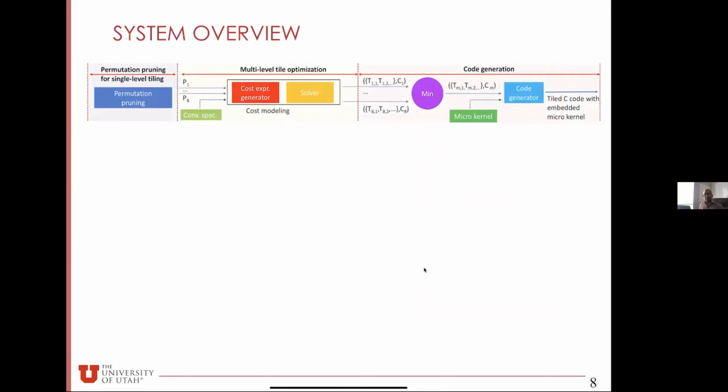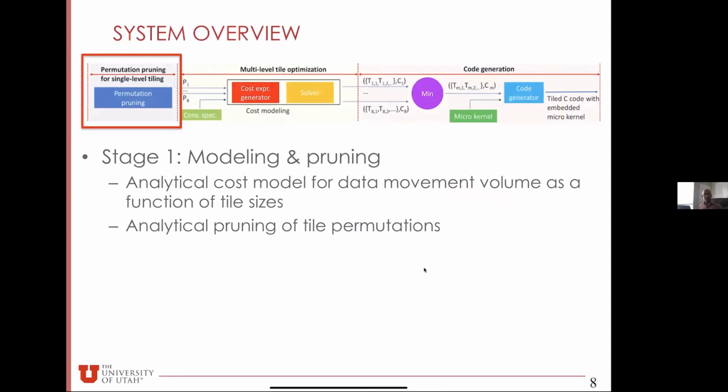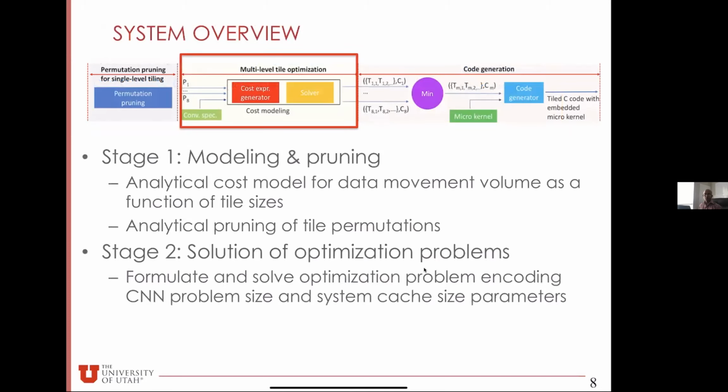So here is a very high-level overview of the three-stage process for the optimization. First stage is that of modeling and pruning. An analytical cost model for data movement volume as a function of tile sizes is developed. And then analytical pruning is used to restrict significantly the number of explicit tile loop permutations that need to be considered. And so what we show is that of the 7 factorial, which is about 5,040 possible permutations, we can actually prune it down to 8.